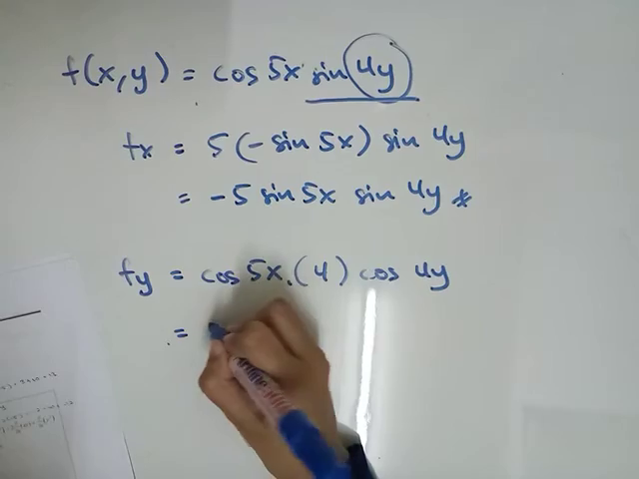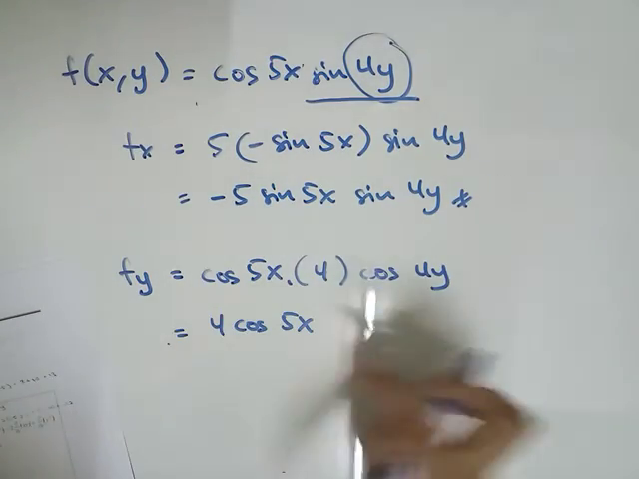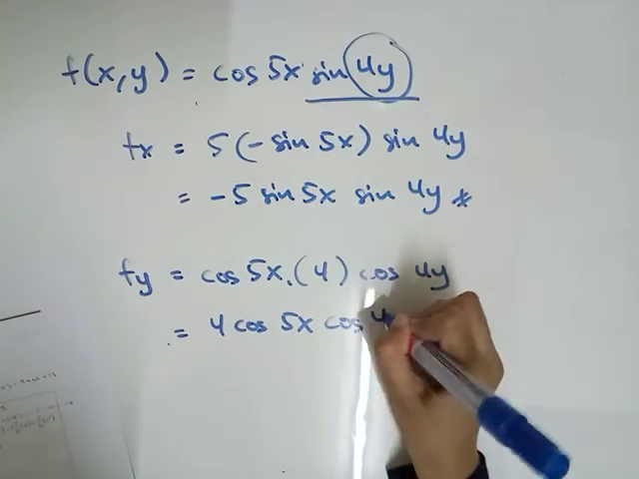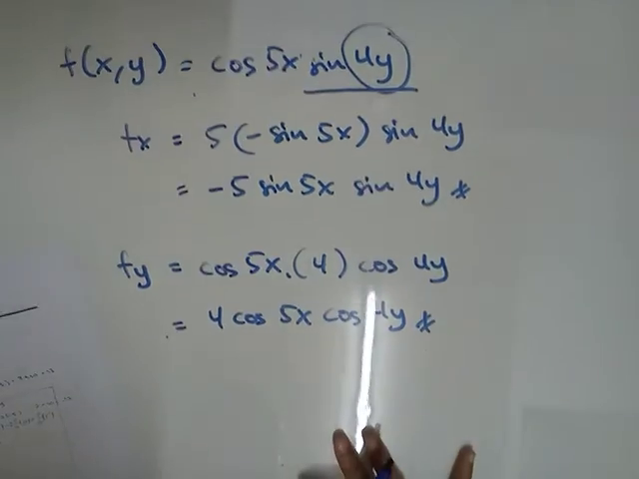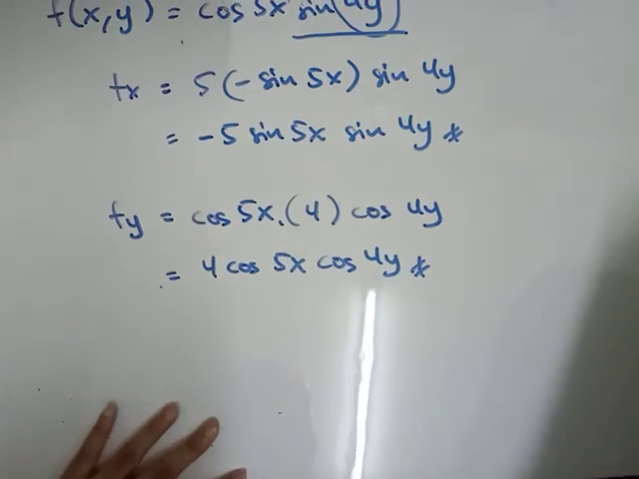So, the answer is 4 cos 5x. Okay, the 4 we bring in front. 4 cos 5x cos 4y. So, this is the answer. Alright? Boleh faham nak? Tak faham boleh tanya dalam WhatsApp, okay?